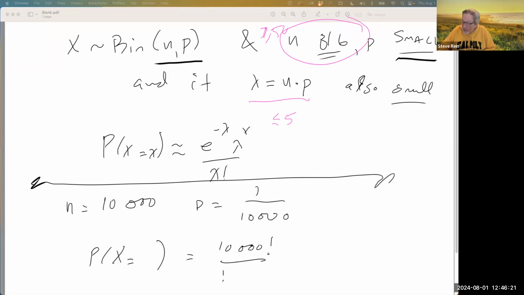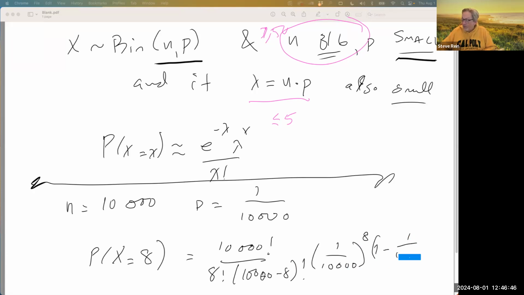Let's go with 8. Eight factorial and then 10,000 minus 8 factorial, over 1 in 10,000 to the 8th power times 1 minus 1 in 10,000 to the 10,000 minus 8 power. I believe probably some of you have calculators that could do this.